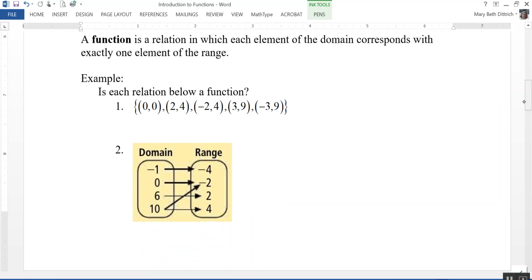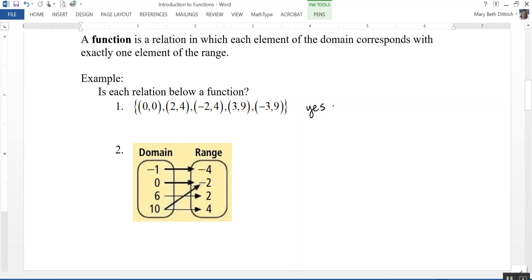So here we have a set of ordered pairs: (0, 0), (2, 4), (-2, 4), (3, 9), and (-3, 9). So is this a function? In other words, is each x mapped to or paired up with only one y? Well, here 0 only goes to 0. I don't see any other repeated zeros as my x-coordinates. I only have (2, 4), (-2, 4), (3, 9), and (-3, 9). So yes, this would be considered a function because each x is paired up with only one y.